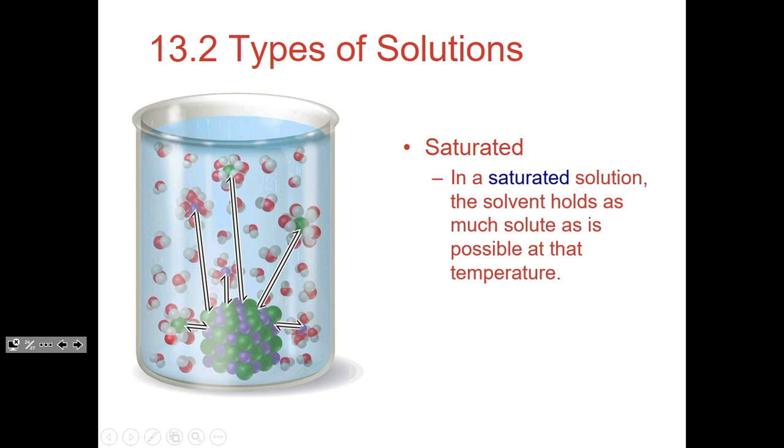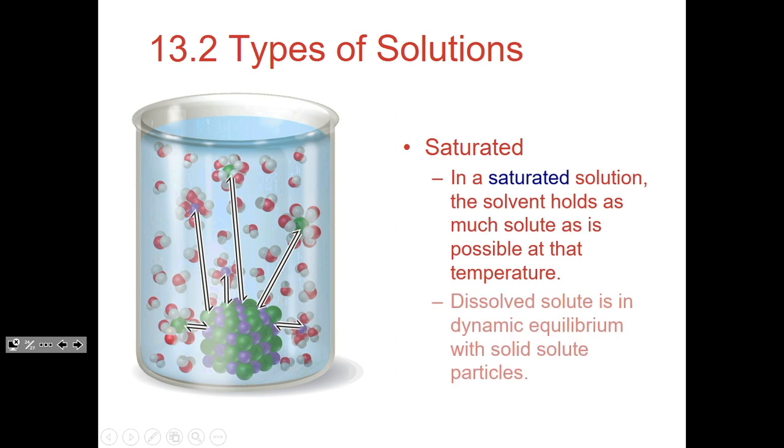Now, the next thing we're going to get into is one of our important ways to classify different types of solutions: saturated, unsaturated, and supersaturated. In a saturated solution, the solvent holds as much solute as possible at that temperature. And the dissolved solute is in dynamic equilibrium with the solid solute particles. If you see undissolved solid on the bottom, it's not that it's not dissolving. It's just that the rate of recrystallization equals the rate of dissolving, and therefore on the surface it looks like nothing overall is happening. But you will definitely have a saturated solution.